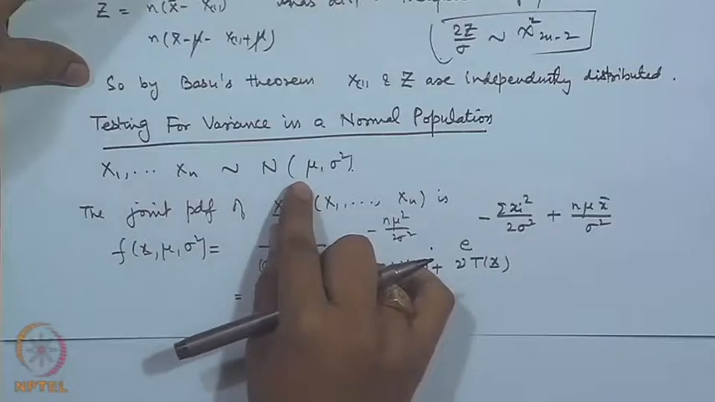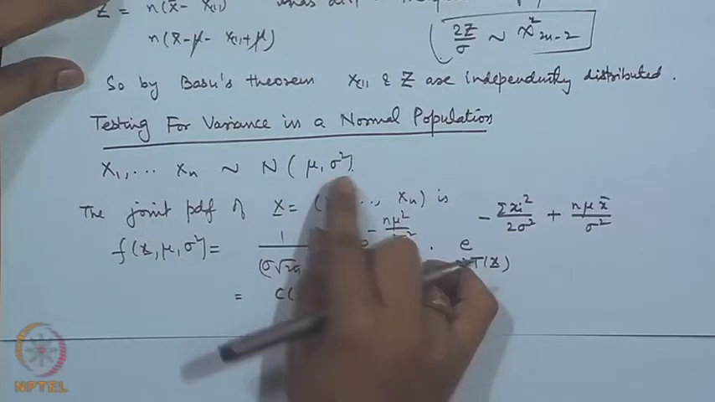In the previous lecture, I started discussing how to obtain the UMP unbiased test for the variance of a normal population when both the parameters are unknown. So, let me recollect the model. We considered a random sample from a normal mu sigma square distribution.